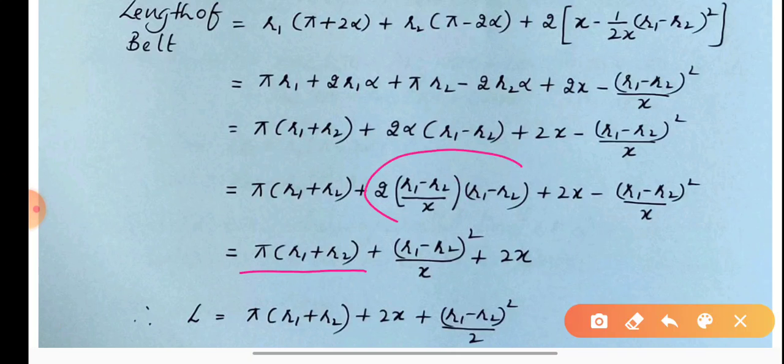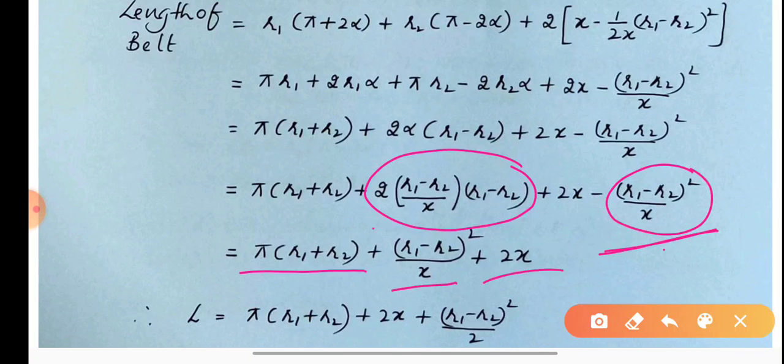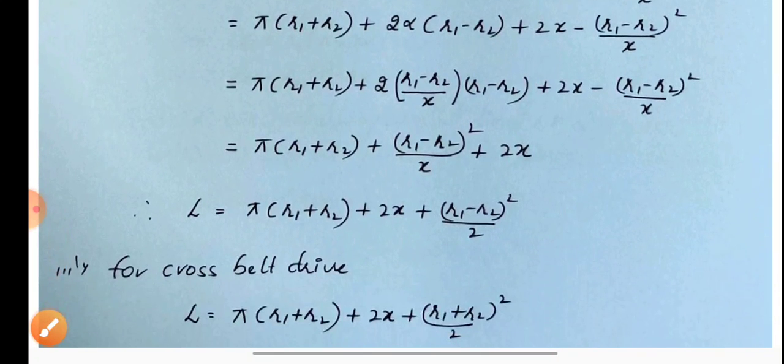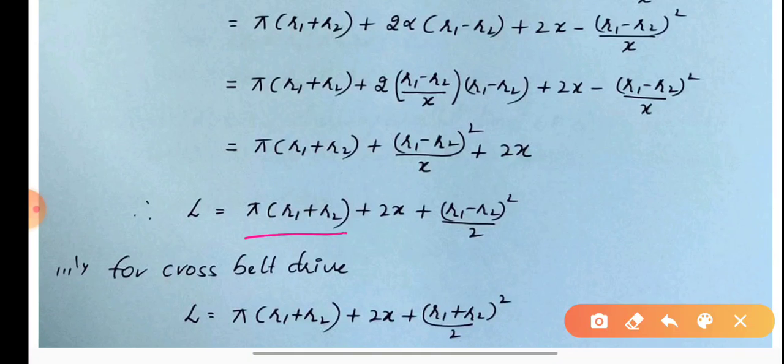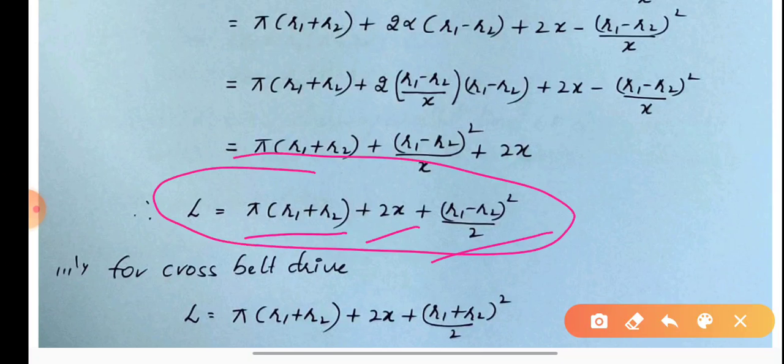Now if you look at the above equation, so pi into R1 plus R2 I will write as it is. So if you look at this term and this term, they are similar. Here again it is R1 minus R2 whole square by x. Here also it is R1 minus R2 whole square by x. This is 2 into R1 minus R2 whole square by x. This is only R1 minus R2 whole square by x. So if I subtract, I will be left with only R1 minus R2 whole square by x. 2x I will write as it is. Right. Now you can see I will write pi into R1 plus R2, plus 2x, plus R1 minus R2 whole square by x. So this is the expression for the length of belt in case of open belt drive.